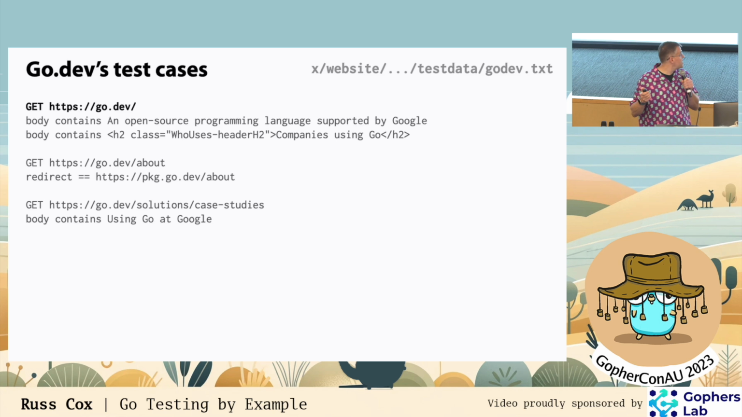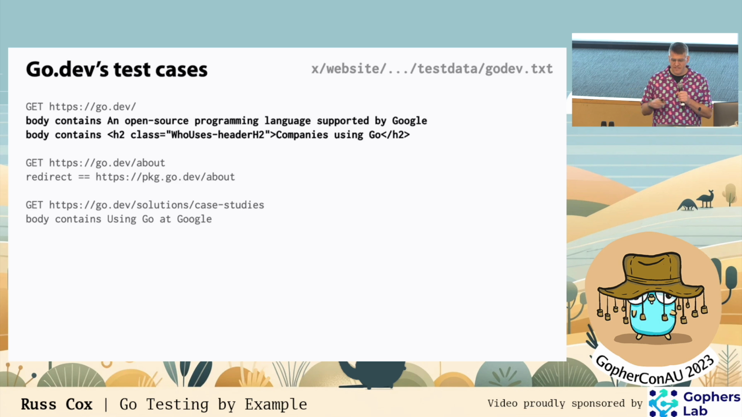Each test begins with an HTTP request. Here we get the main go.dev page. And then after that, there are assertions about the response. And each assertion is of the form field operator value. And here the field is body, the operator is contains, and the value is literal text that the body has to contain. And this test is just checking that the page is rendering. So it checks for some distinctive text, and then it checks that we got an H2 heading.